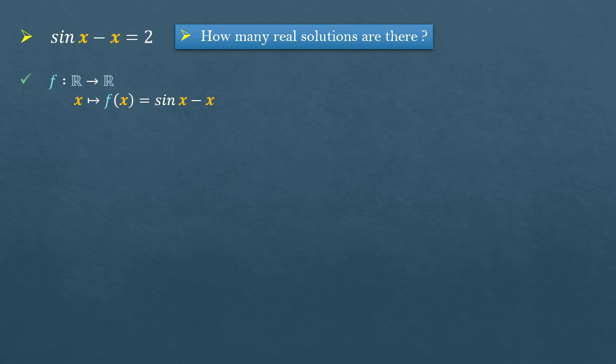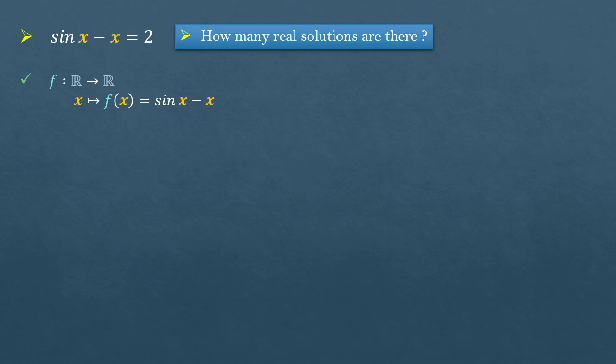Now, the number of solutions of our equation will depend on the continuity of our function f on its domain of definition, which is obviously the set of the real numbers R, and also the image of this domain of definition, so we can know if the number 2 is included among the values that sin x minus x can be equal to or not. And finally, the variations of the function f along its domain of definition, so we can know how many times the curve of the function f crosses the line of the equation y equals 2, which is the geometric representation of our equation, sin x minus x equals 2.